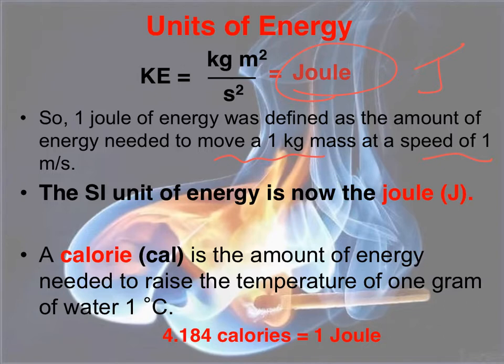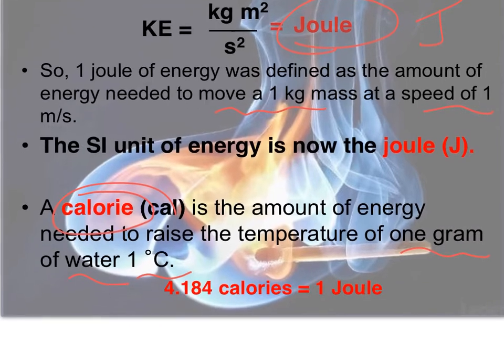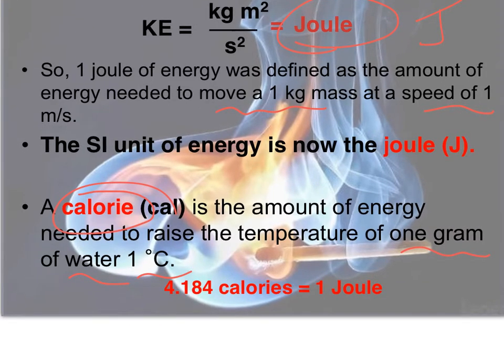Another unit that we will see frequently in chemistry is the calorie, and that used to be used more years ago. It's more commonly Joules now. A calorie is the amount of energy needed to raise the temperature of 1 gram of a substance, 1 gram of water, by exactly 1 degree Celsius. And the conversion between Joule and calorie, and you'll see this quite a bit, is 4.184 joules equals 1 calorie.